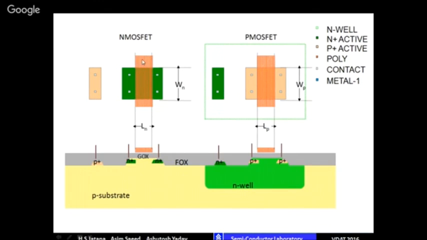This area is field, so you will take contact here. The same way here, it's an N well. So this is an N well on the top view, and this is the cross section. So you have an N well here. This one is an N well.